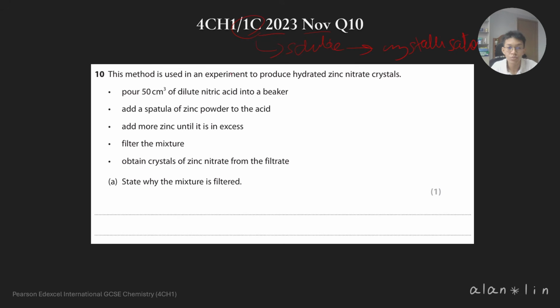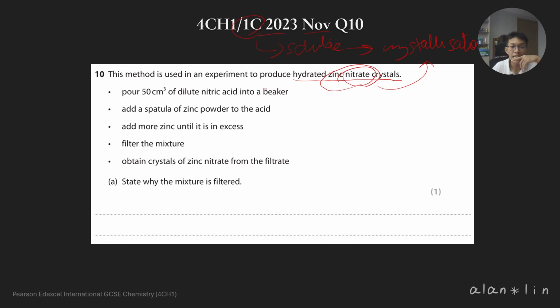This is the method that we use to produce hydrated zinc nitrate crystals. The salt that we want, guys, is zinc nitrate. As you can see, it's a nitrate salt, and therefore it has to be soluble because all nitrates are soluble, and therefore it has to be crystallization. And as you can see, our prediction is indeed correct.